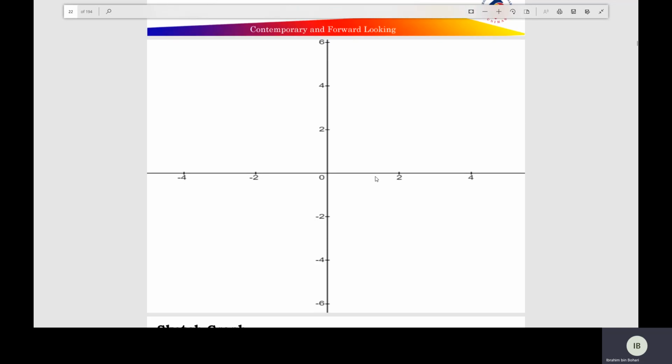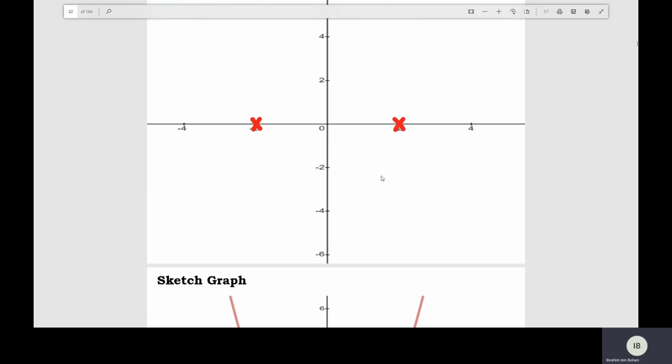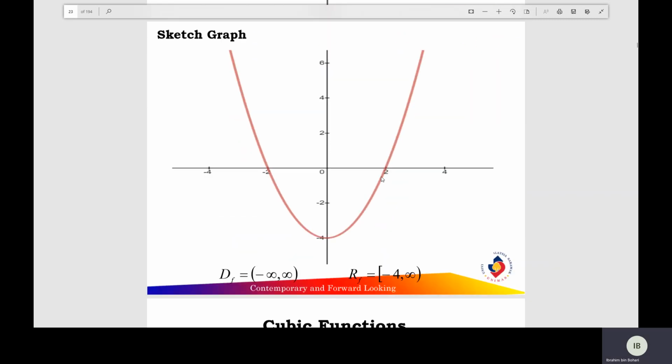Okay, you plot all the intercepts. First, the x-intercepts here at (-2, 0) and here at positive 2. And then the y-intercept of the function here at (0, -4). And the graph of the quadratic function here opens up. Okay, so you sketch the graph. Okay, here is the answer.